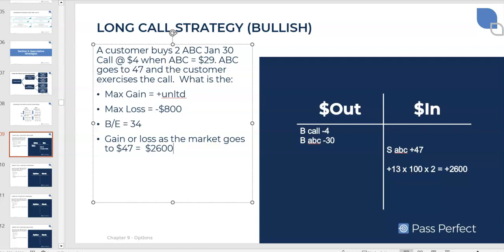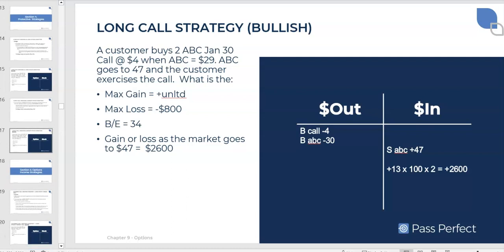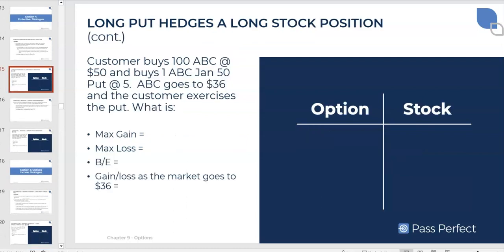Okay. Tell you what though, I'm going to go a little lower here. I'm going to scroll down for a bit and see if I can find one that maybe is just a little more challenging. Okay, we're going to do this as a hedging strategy.